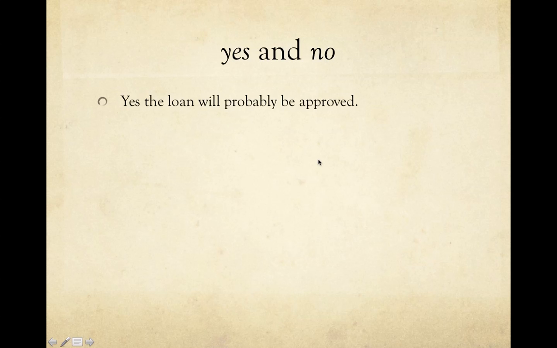Yes and no are treated in a similar manner. If you write "Yes the loan will probably be approved," it communicates to the reader that there's a loan named Yes, the loan. However, if you add a comma after yes, it clearly communicates that this is an answer.